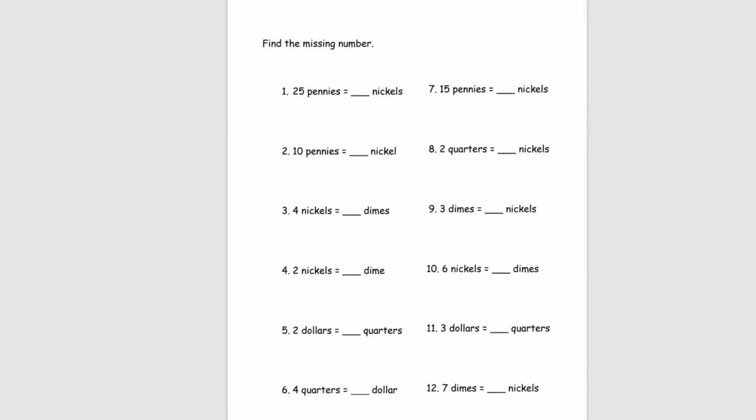Find the missing number. For number 1, 25 pennies is equal to blank nickels. And we know nickels are 5 cents each. So we do 25 divided by 5, which equals 5. So 25 pennies are equal to 5 nickels. For number 2, it's the same thing. 10 pennies are equal to blank nickels. And we know nickels are 5 cents again. So we do 10 divided by 5 and we get 2. So 10 pennies are equal to 2 nickels.